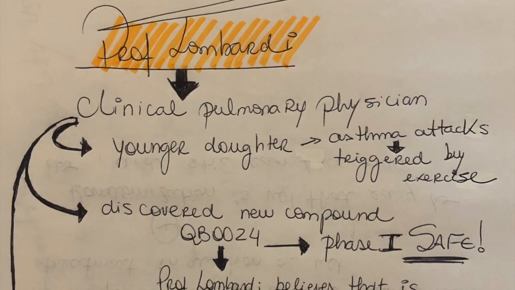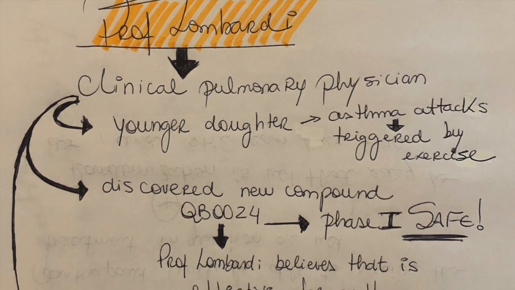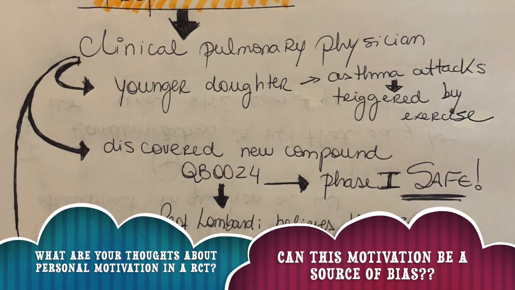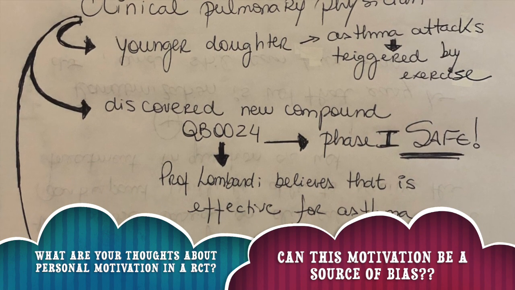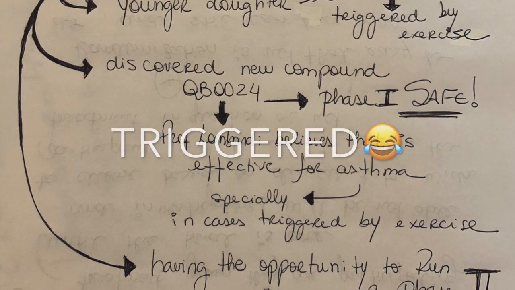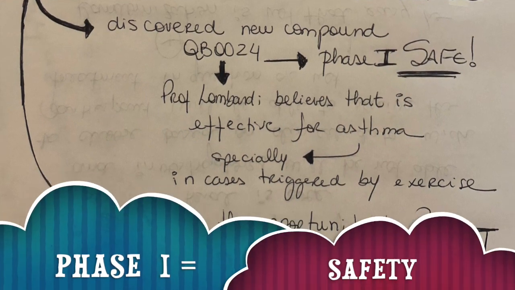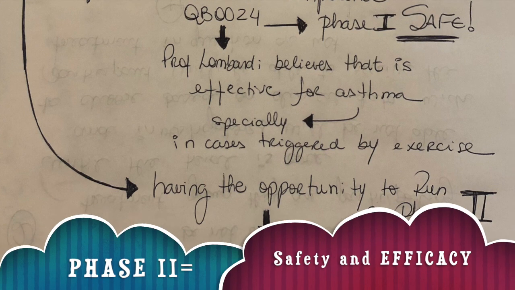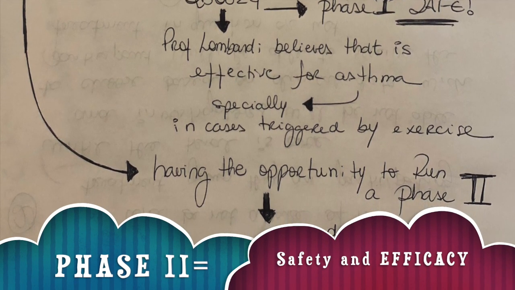Talking about Professor Lombardi, he's a clinical pulmonary physician and he's studying a new compound for asthma attacks. He has a personal motivation to do that because his young daughter suffers with asthma attacks and is triggered by exercise. So, in phase 1, this compound is proved safe, and now Professor Lombardi has a really good opportunity to run a phase 2 study.